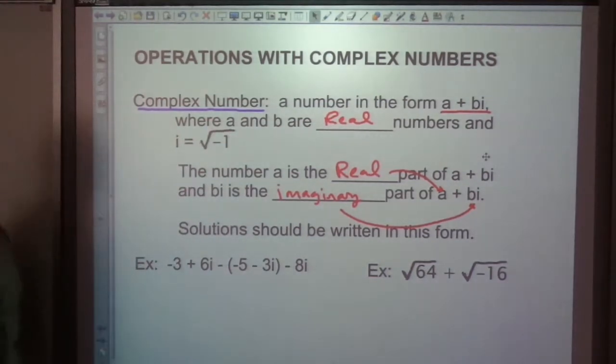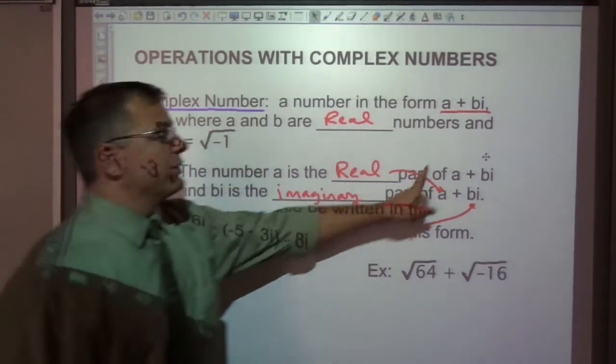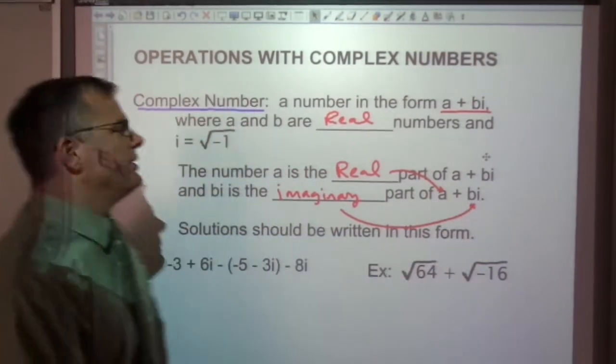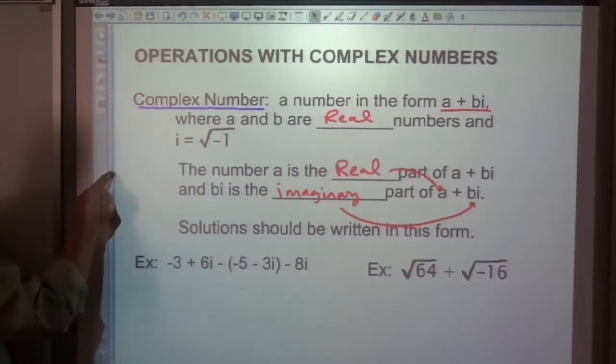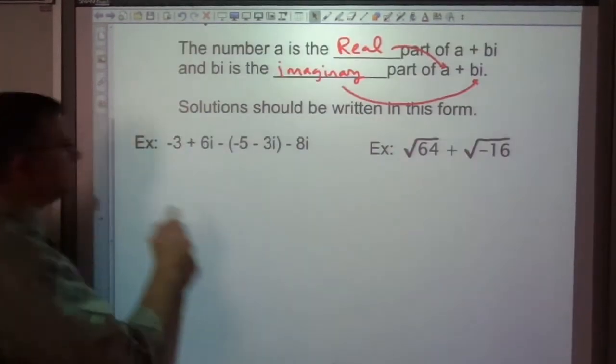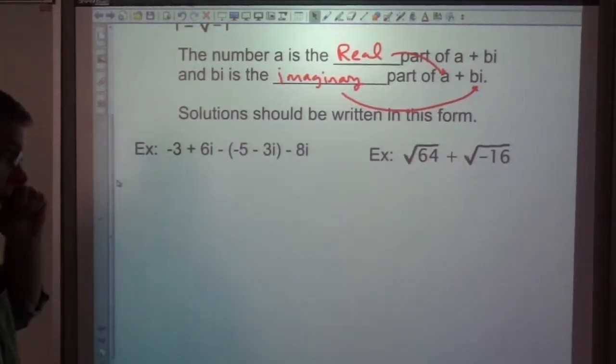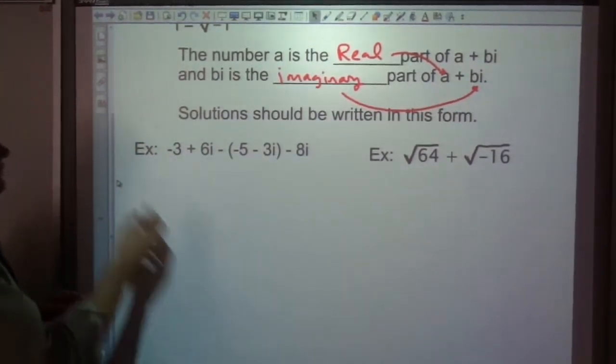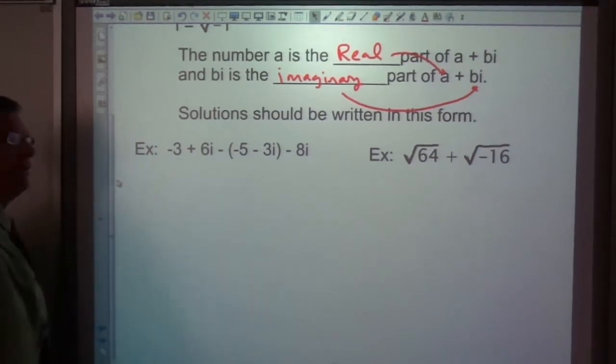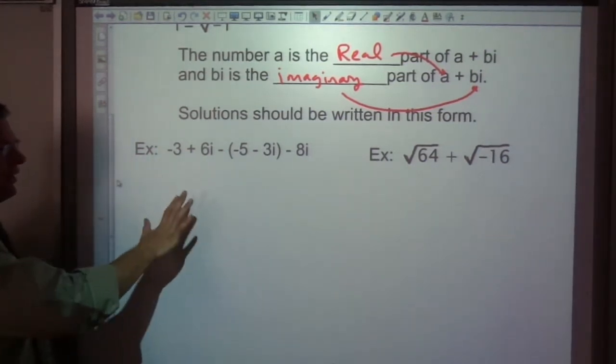Solutions should be written in this form, a plus bi. Notice the real is coming first, the imaginary is coming second. So we're going to look at how we can possibly add and subtract numbers that have real parts and imaginary parts. So again, pause and just get this example down and start.